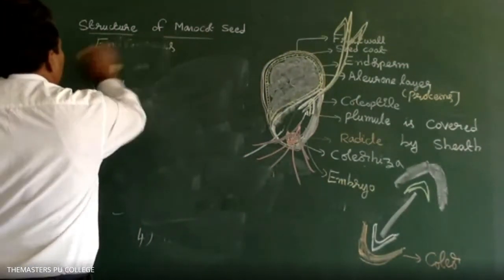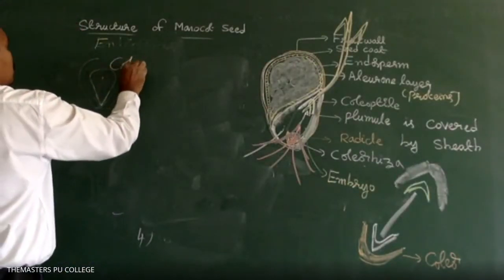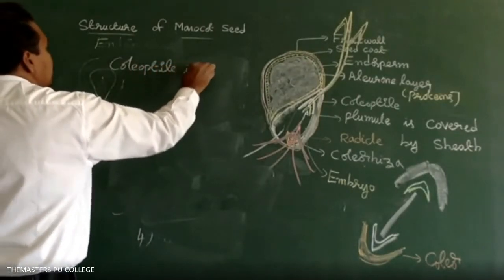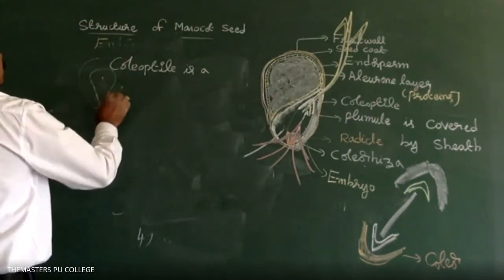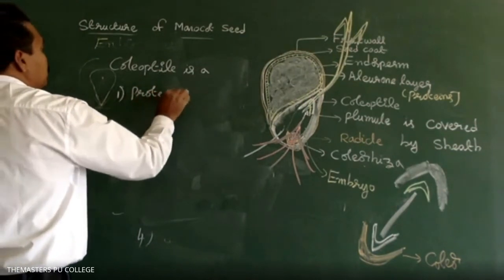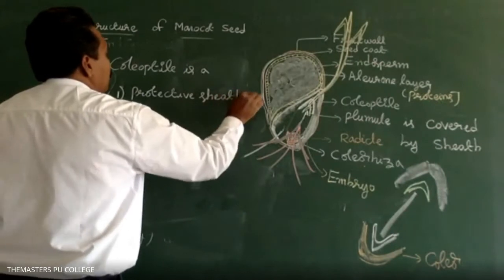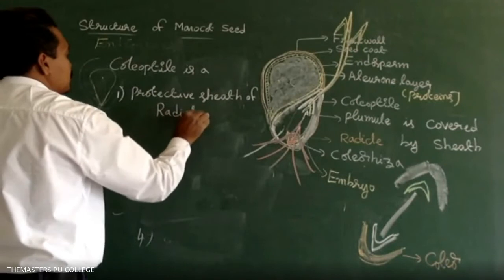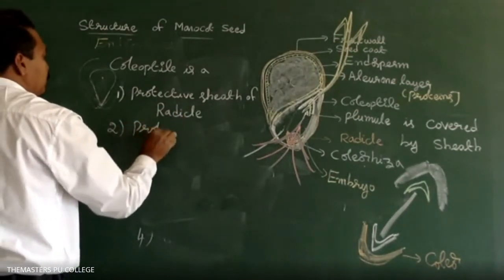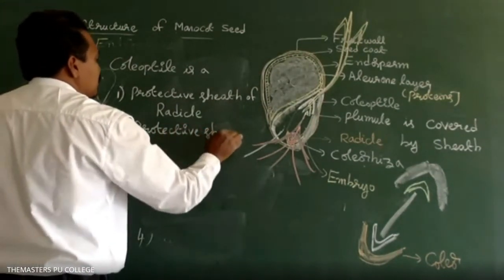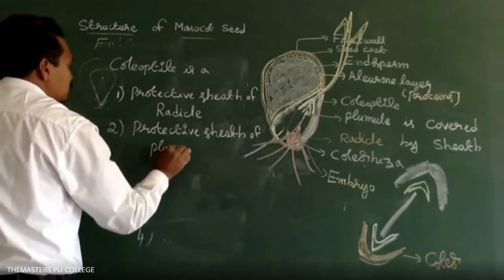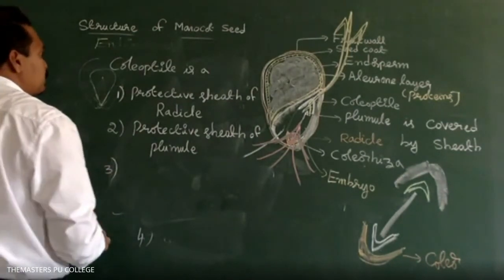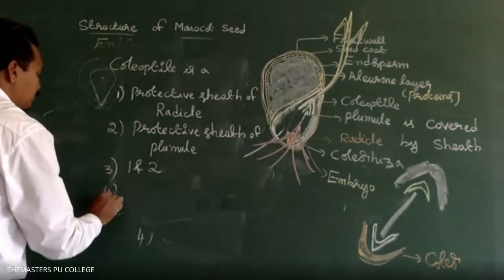Coleoptile is a: option 1, protective sheet of radical; option 2, protective sheet of plumule; option 3, 1 and 2; option 4, none of these. Option 2, protective sheet of plumule.